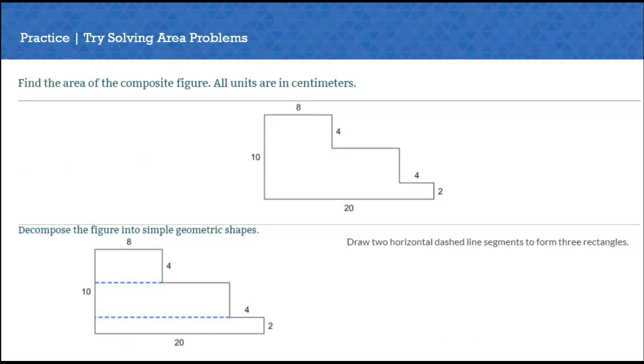Find the area of this composite figure. All units are in centimeters, but remember, for all of our assignments, we assume the unit is there. We do not put it into the exit ticket or into our answers. So we're going to use this figure right here, and we're going to decompose it by drawing 2 horizontal dashed line segments to form 3 rectangles.